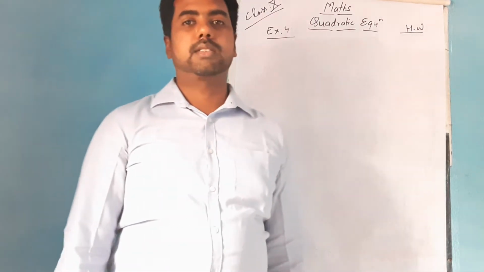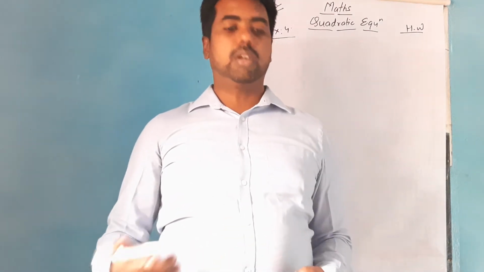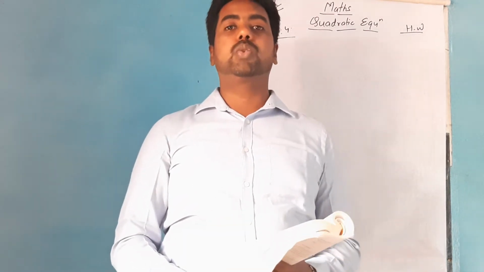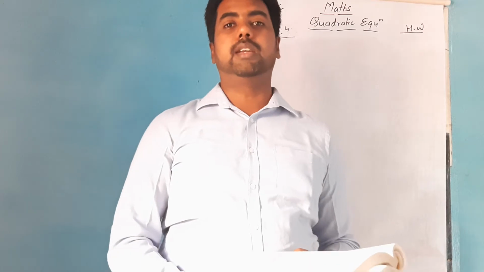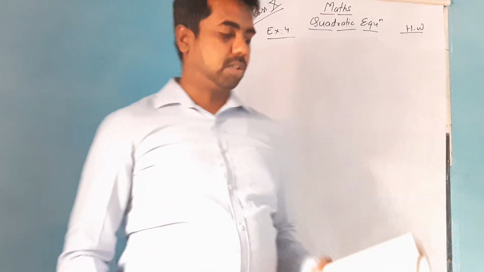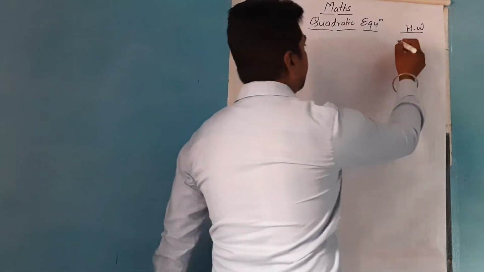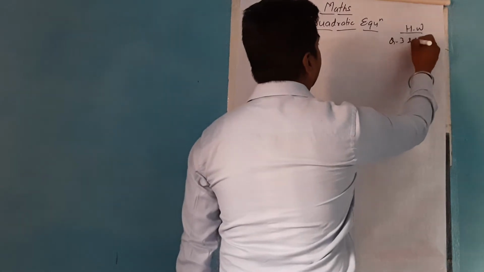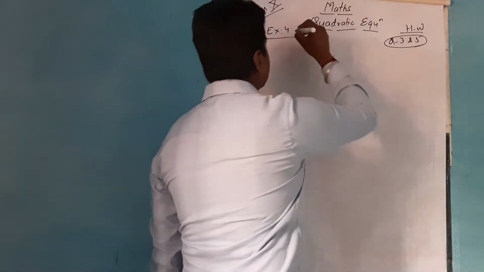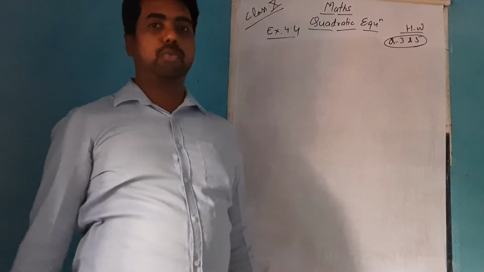I am going to start with the fourth exercise. In exercise 4.4 there are three word problems, and two of them are based on the rectangle. I am giving you those two questions as homework, question number 3 and question number 5. Do try to solve them from exercise 4.4.